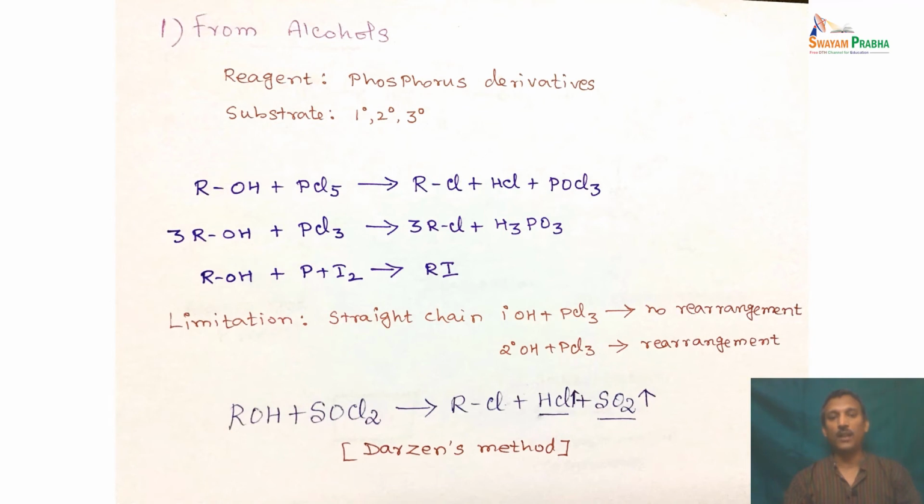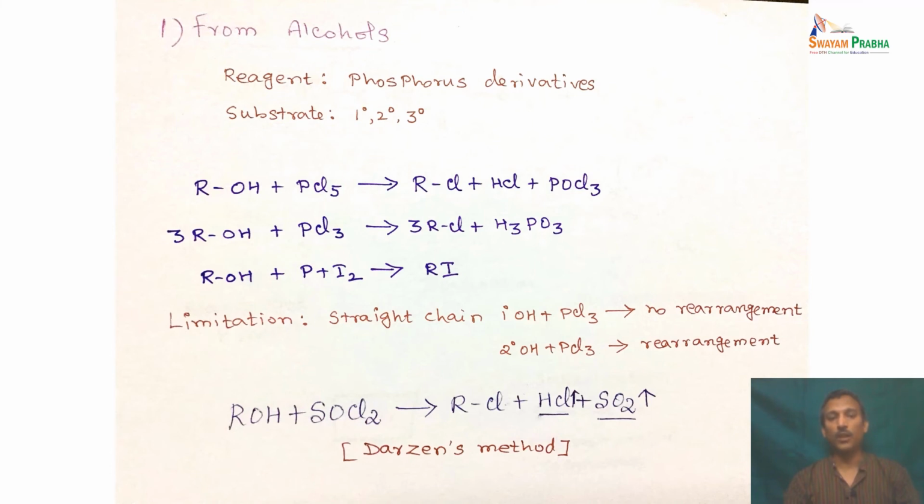and the alcohol reacts with this combination to produce the alkyl iodide. One of the limitations for this particular reaction is, in the case of straight chain primary alcohols, the PCl3 reaction does not give any rearrangement, but in the case of secondary alcohols, the PCl3 reaction actually gives rearrangement. So this is one of the limitations of use of phosphorus trihalides for the preparation of alkyl halides. To overcome this problem, people generally use thionyl chloride. We will look at this Darzens method later.